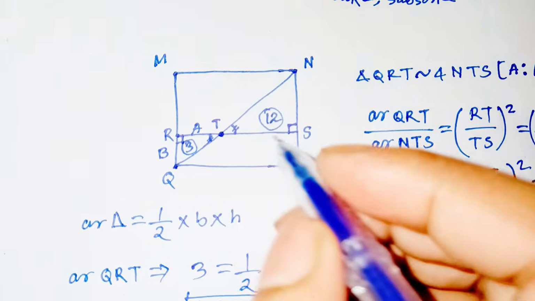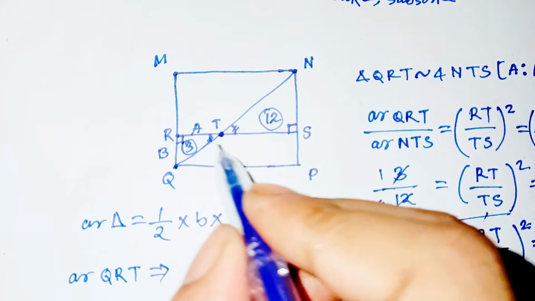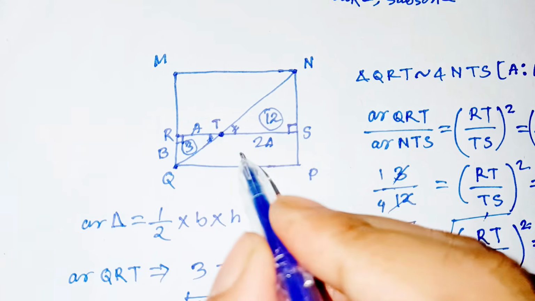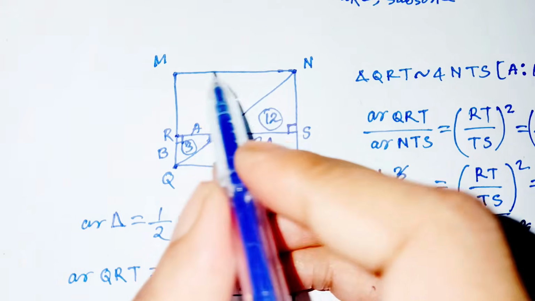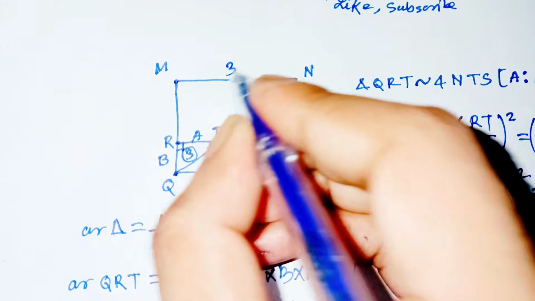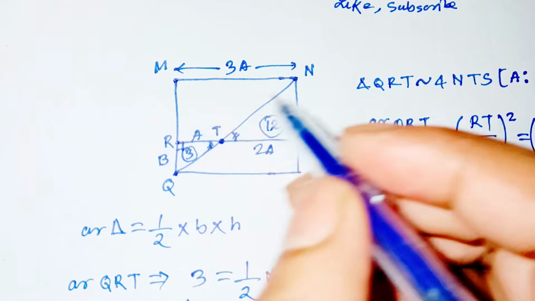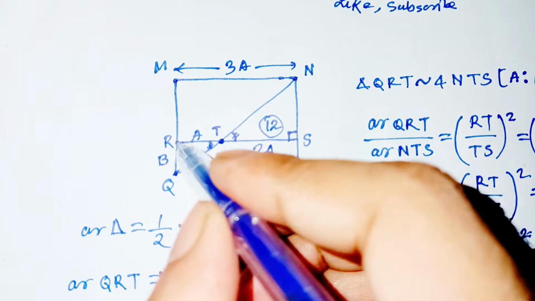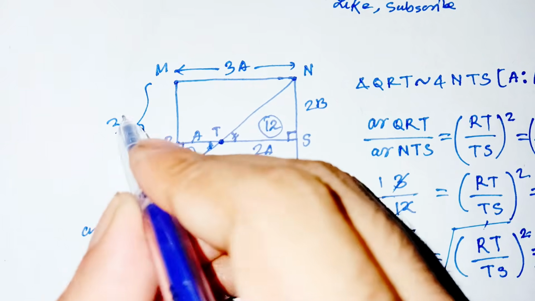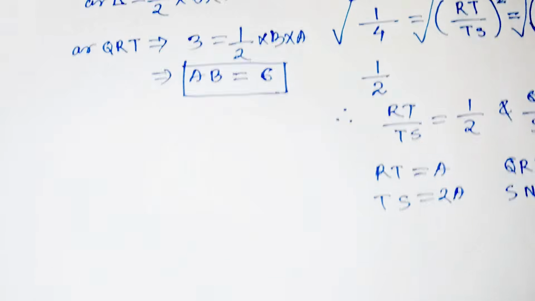Now let's determine the dimensions of the rectangle. The total horizontal length RS equals RT plus TS, which is A plus 2A, giving us 3A. Since RS is equal in length to the top side MN of the rectangle, we have MN equals 3A. Similarly, the total vertical length MP equals QR plus SN, which is B plus 2B, giving us 3B. Now we're ready to calculate the area of the rectangle.